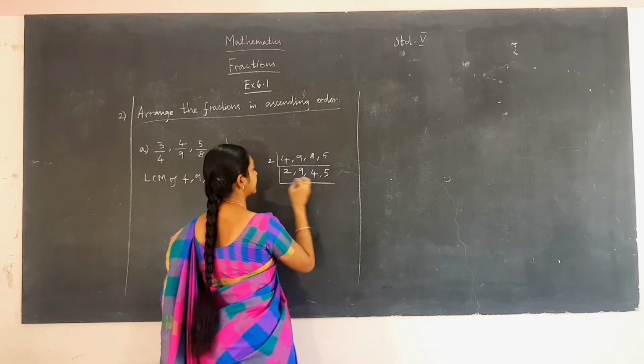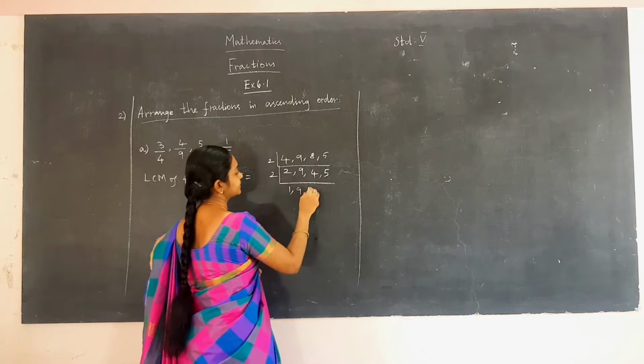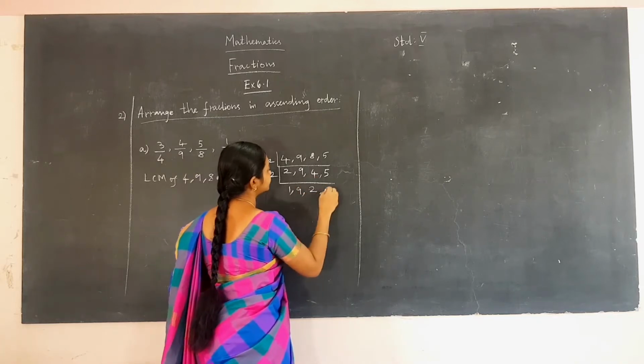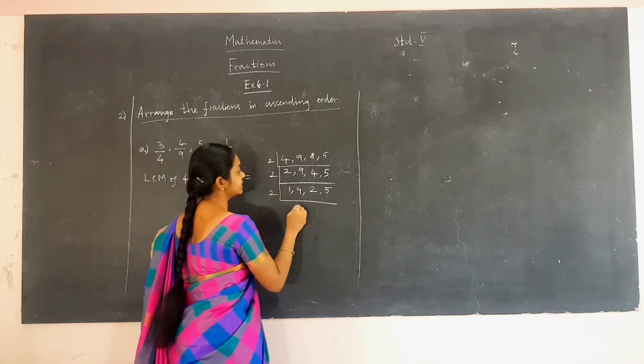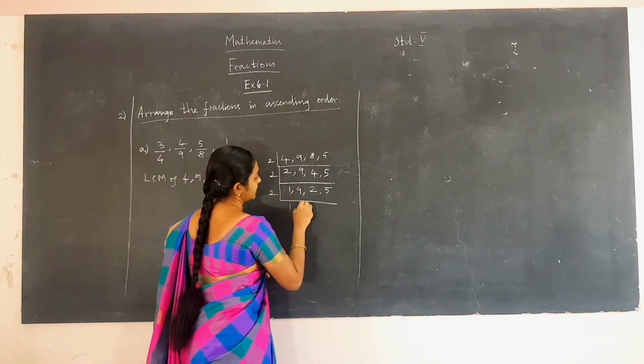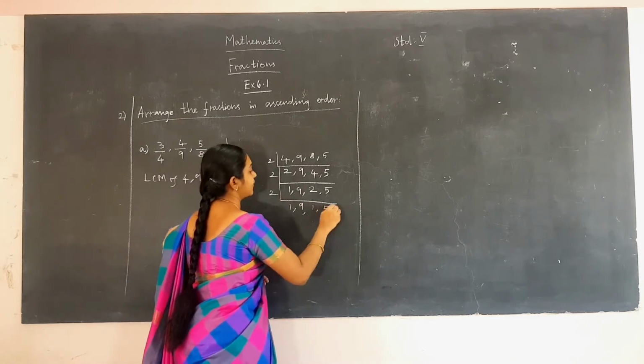Next, again factorize it with 2. 1, 2 is 2. Keep 9 as it is. 2 into 2 is 4. And keep 5 as it is. Again factorize it with 2. Keep 9 as it is. 1 into 2 is 2. And keep 5 as it is.